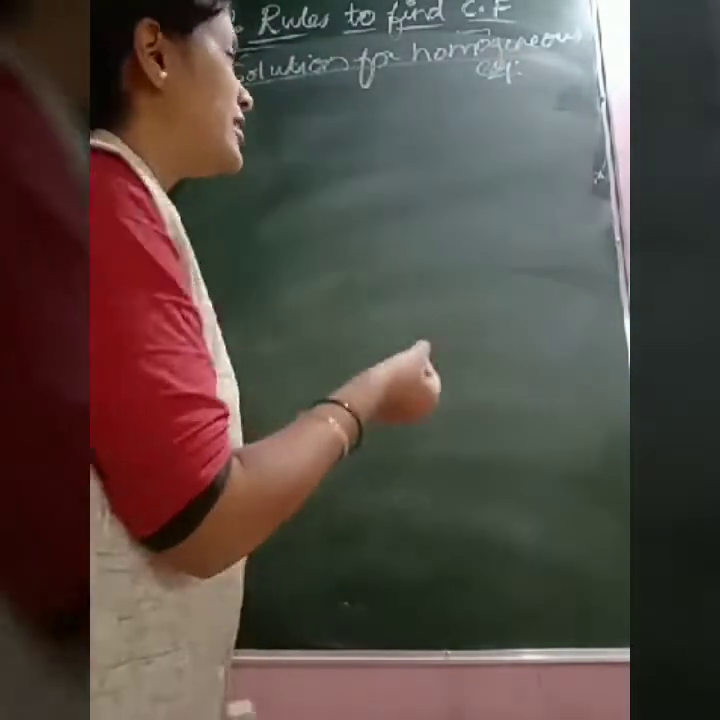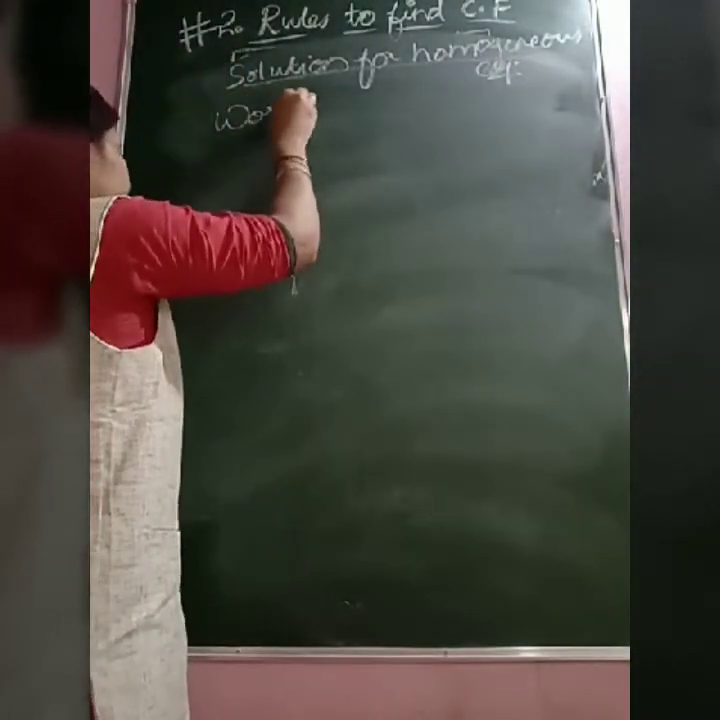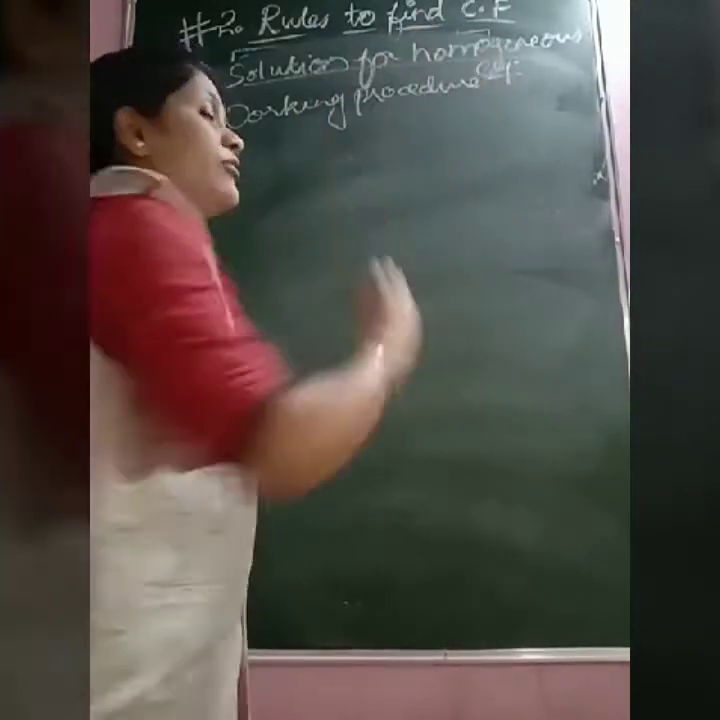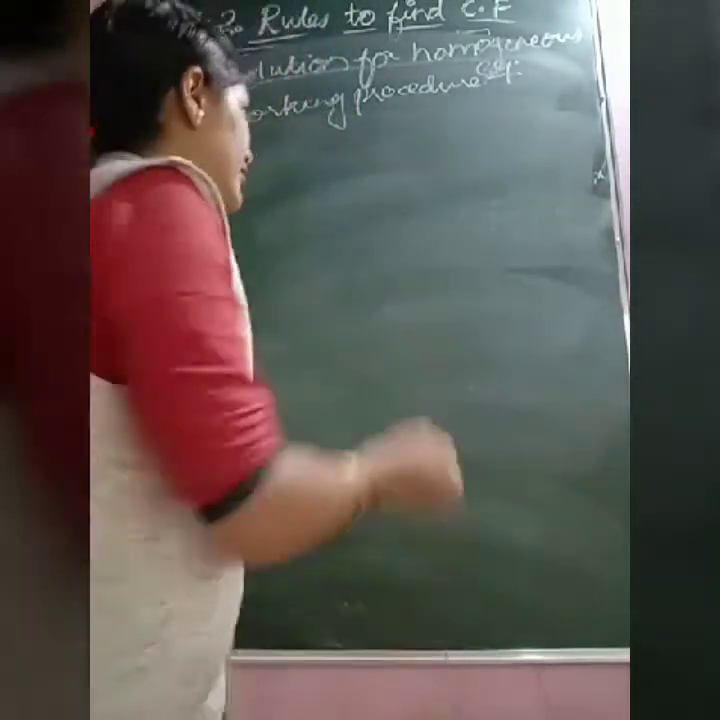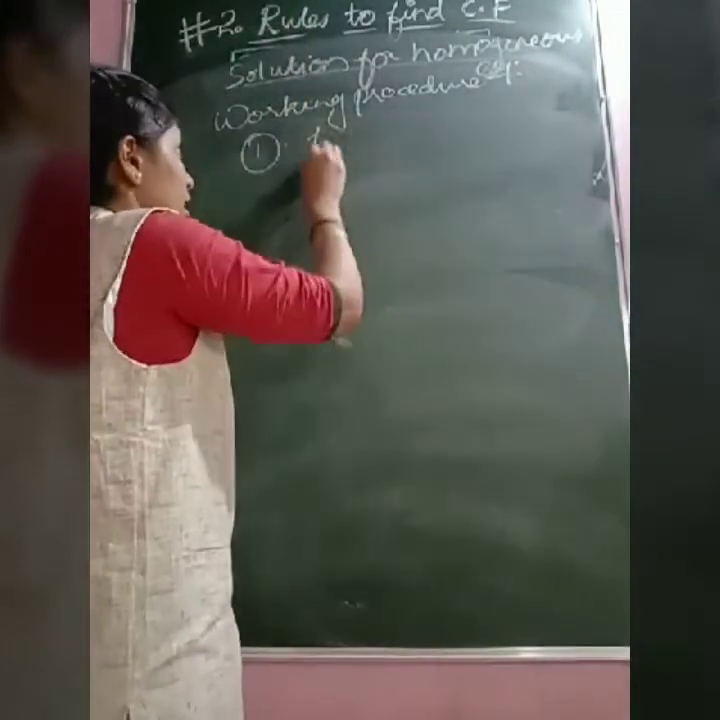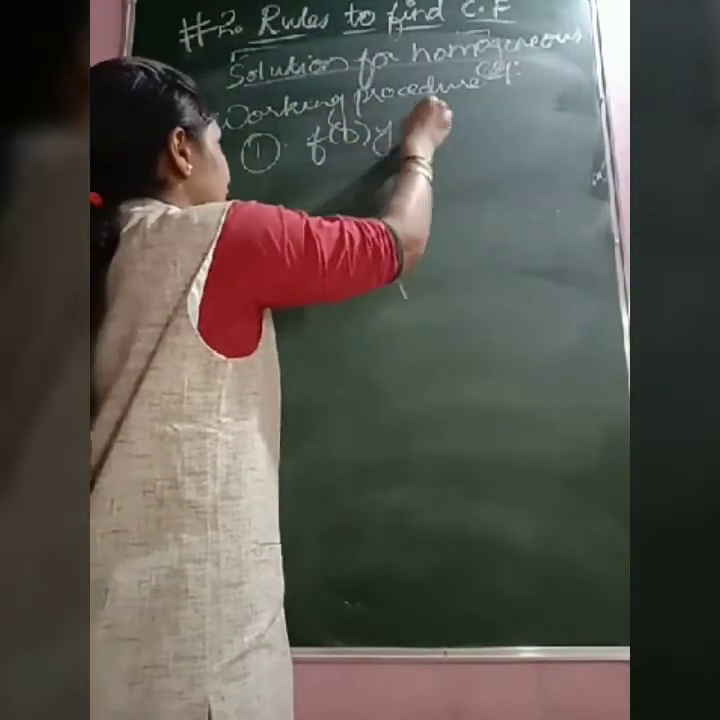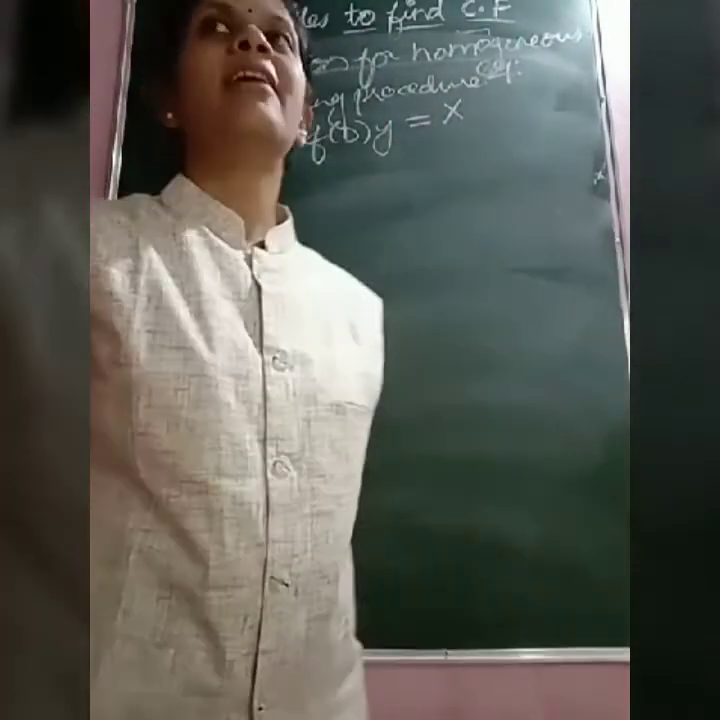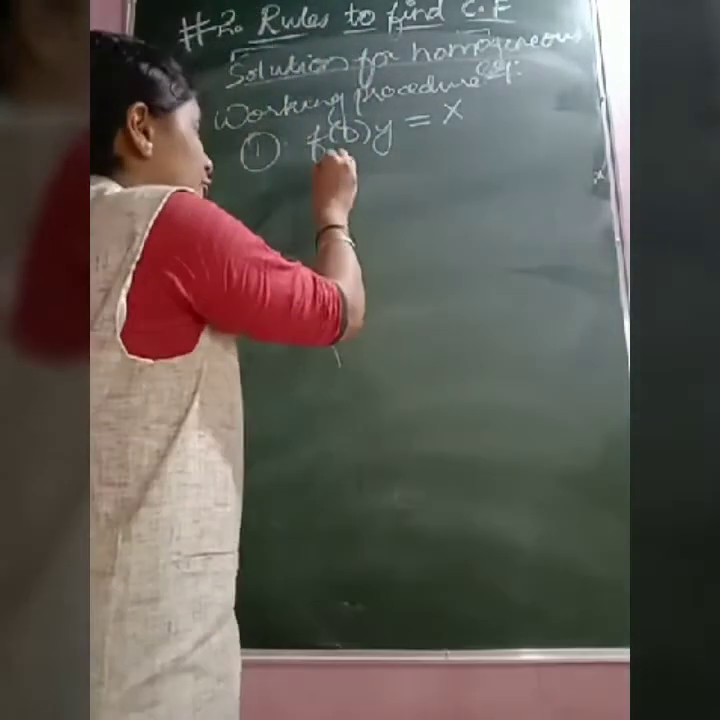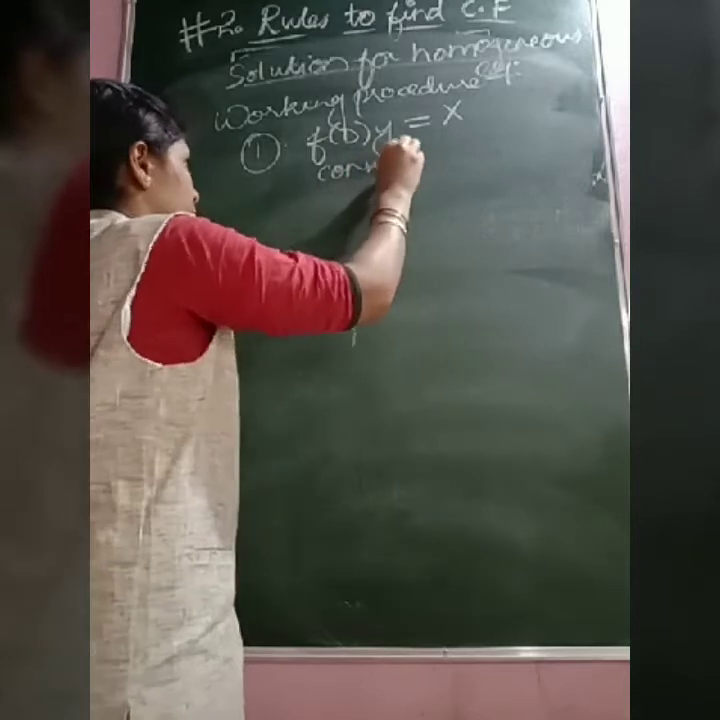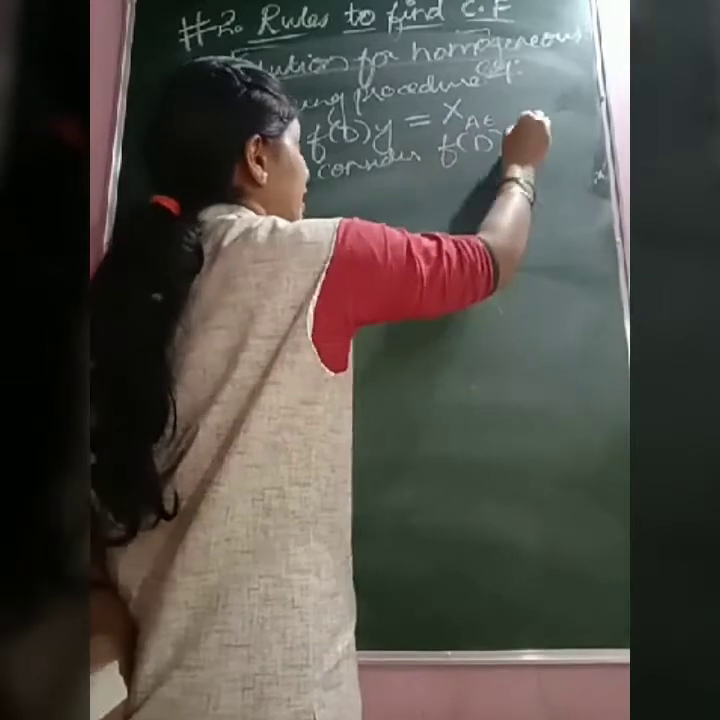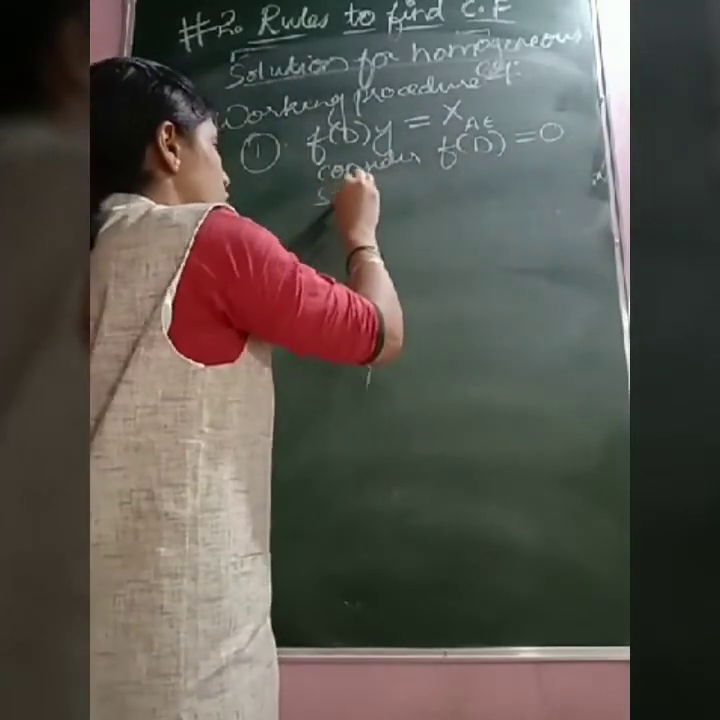So what is the working procedure? Firstly, you need to check whether the given equation is in the form f(D)y equal to capital X. Then we consider the auxiliary equation, that is f(D) equal to 0. Solve for D.